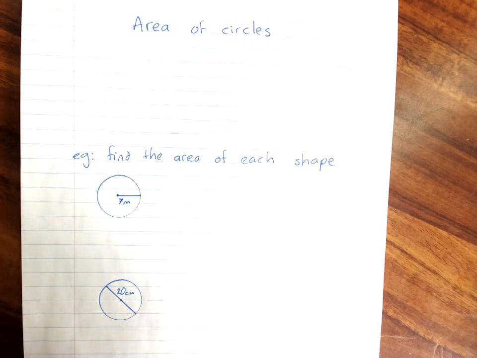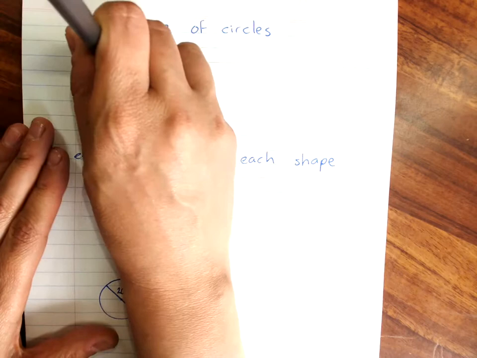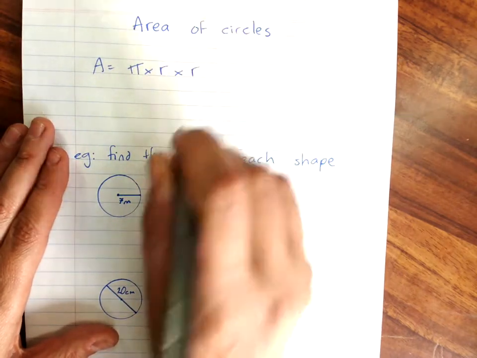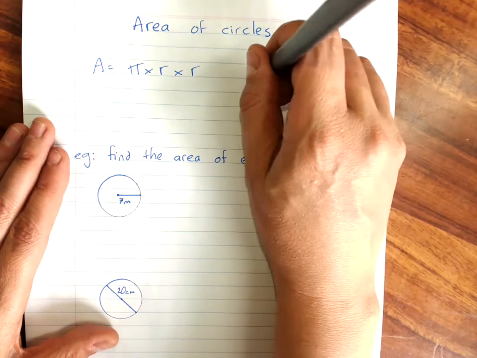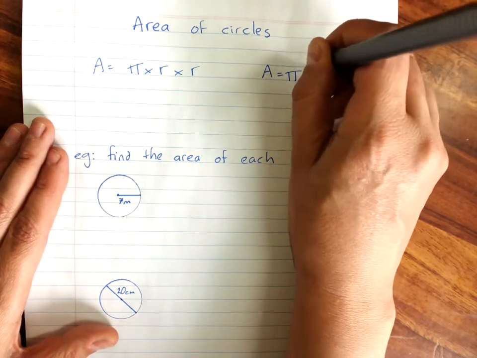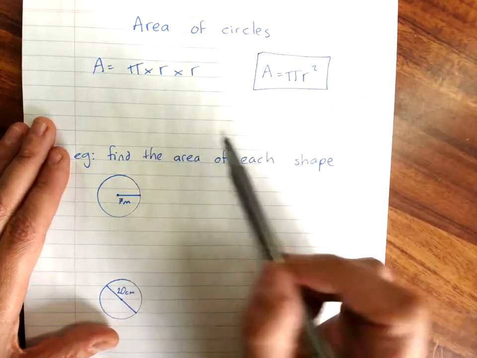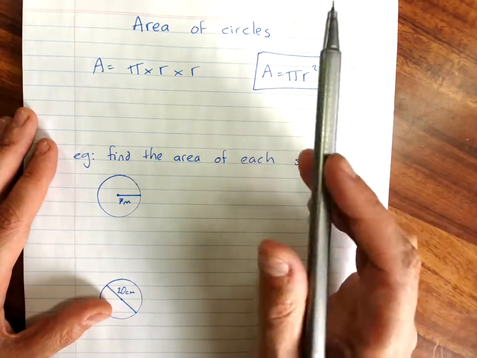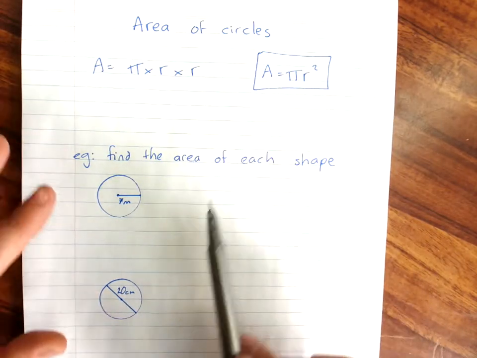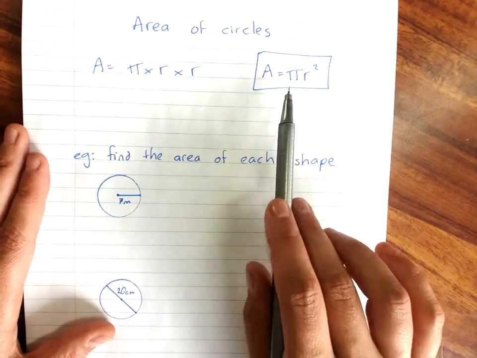Area of circles. The area formula for a circle is area equals pi times the radius times the radius. We write that as area equals pi r squared. You cannot use the diameter in the area formula, and if you're given the diameter, you have to halve it to find the radius.